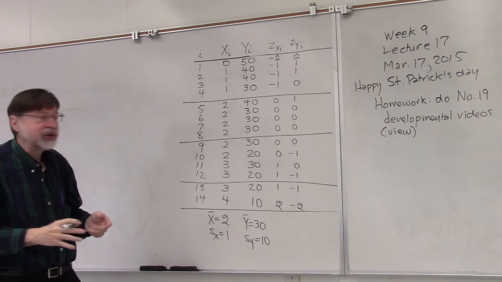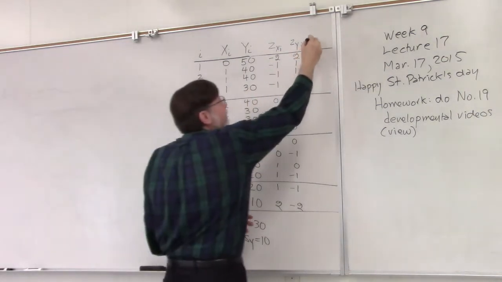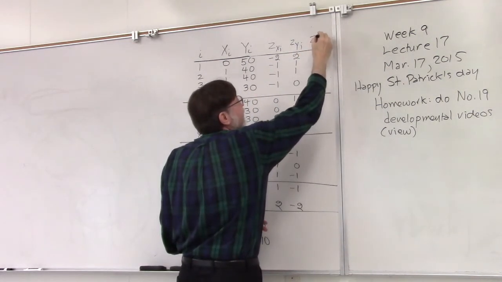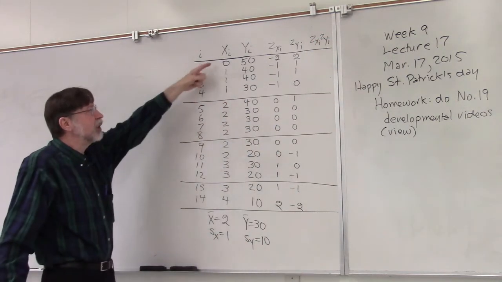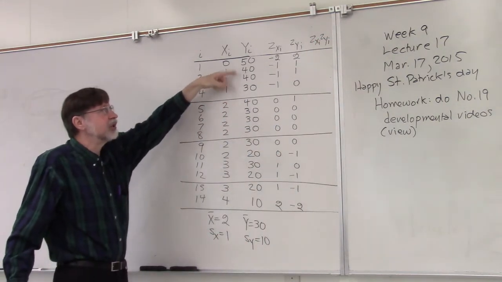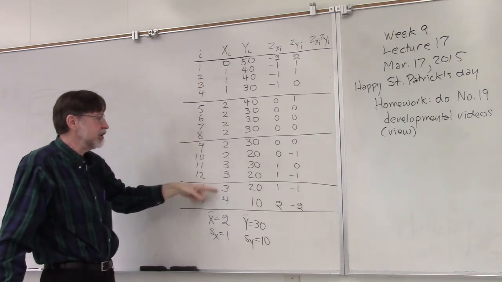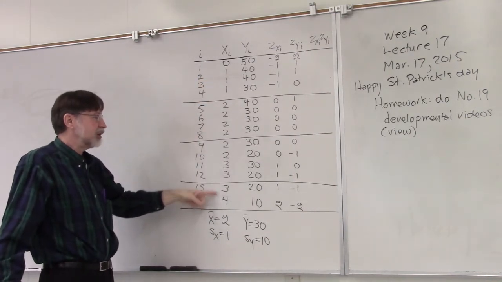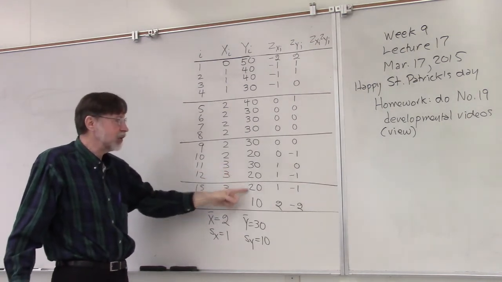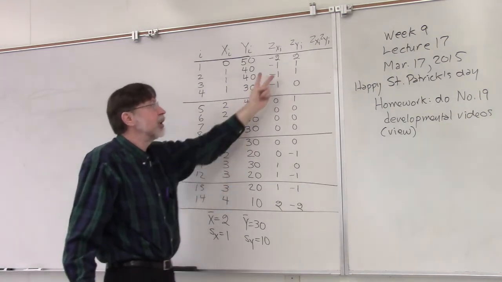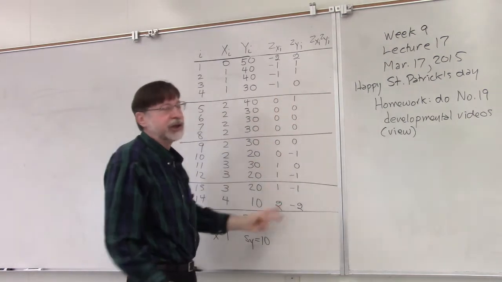So we need to find the z-scores, then we multiply them together. So z sub x sub i times z sub y sub i. And in this case, we see the small numbers of x go with the big numbers of y, and the large numbers of x, 3 and 4, are relatively large for x values. They go with the small values of y. So our products are coming out negative in this case.